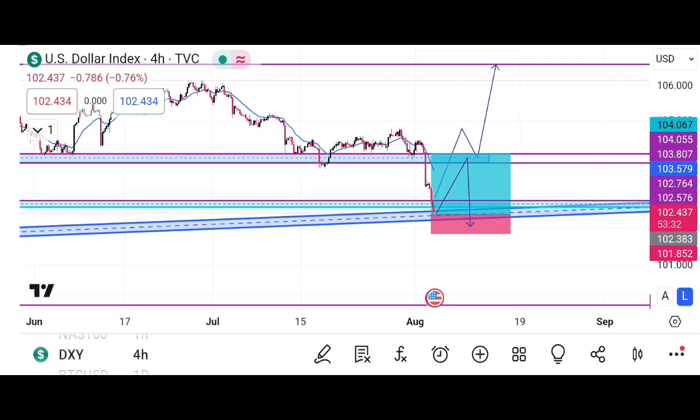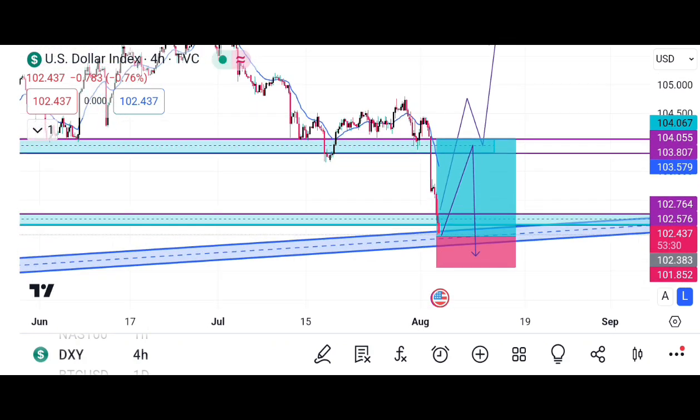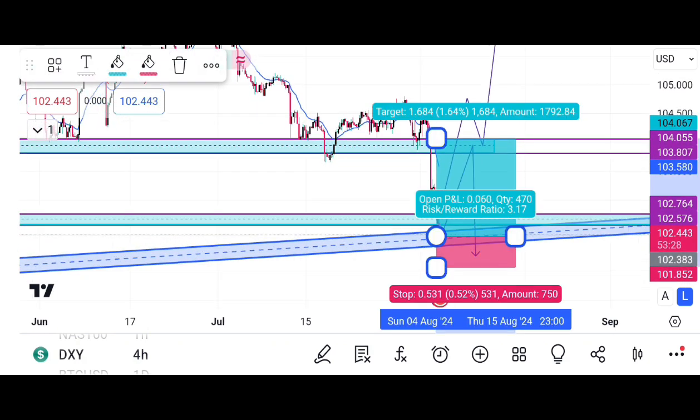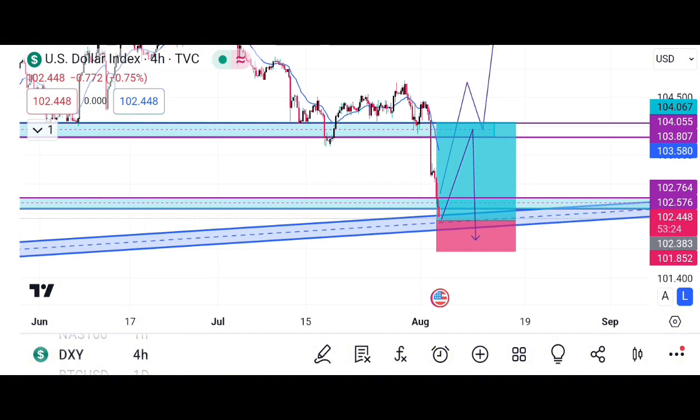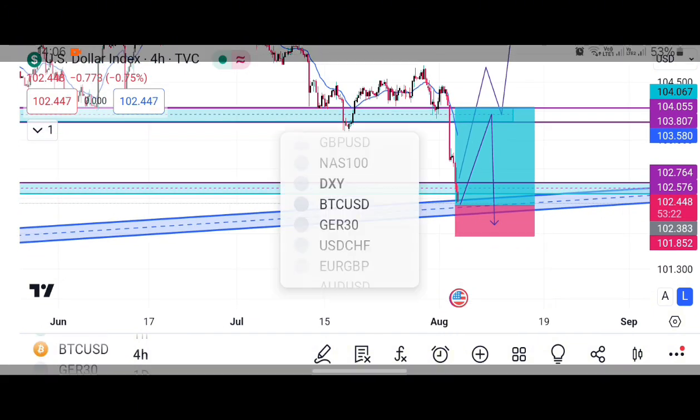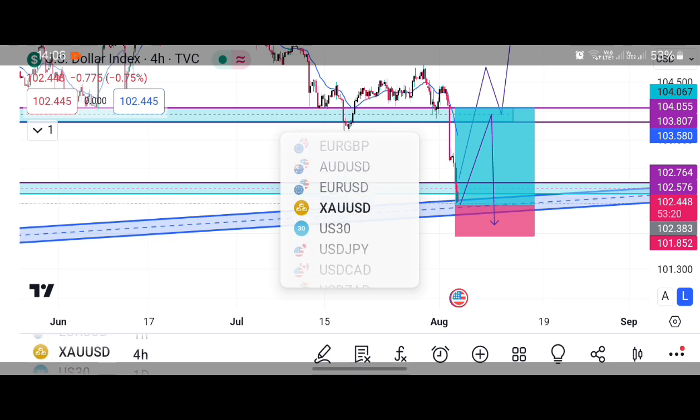2 things might happen, or else the market might decide to break above. But if it decides to break above, at least my risk to reward ratio is fine. I can lose that amount. So let's go to the gold.